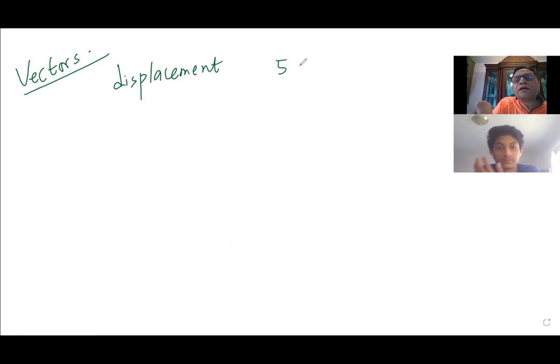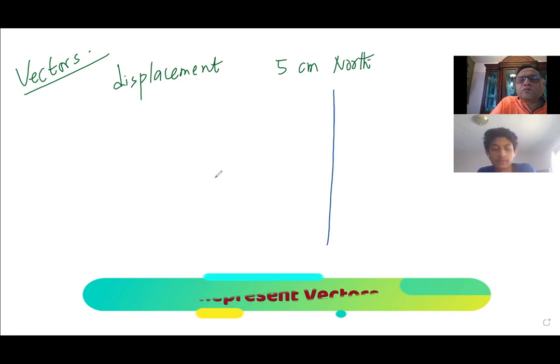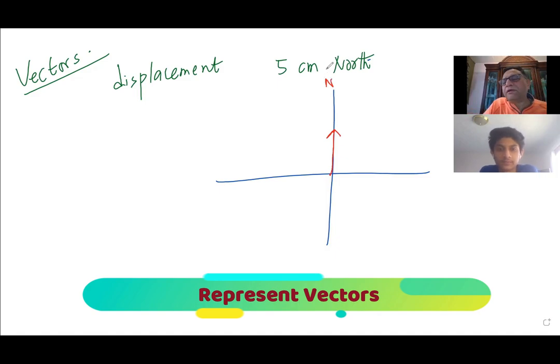Of 5 centimeters north. How will I do that? You can make an arrow that's pointing upward, right? So this is my arrow, which is pointing towards the north. On a Cartesian plane, we could take north going upwards and east towards the right-hand side. The magnitude is represented by the length of this arrow, and the arrow gives you the direction, correct? Correct.